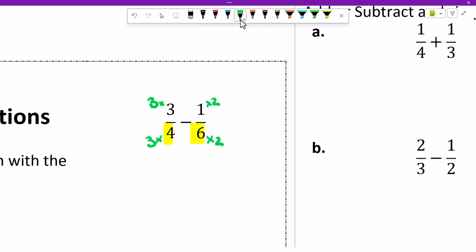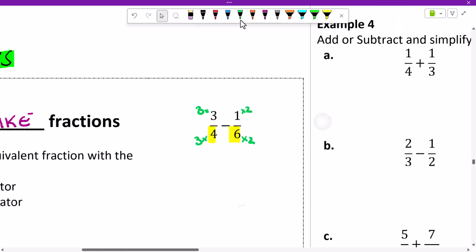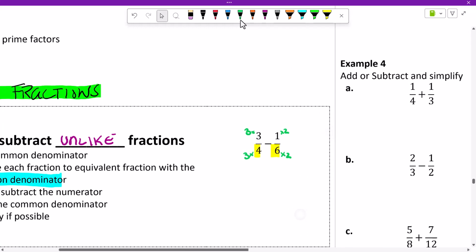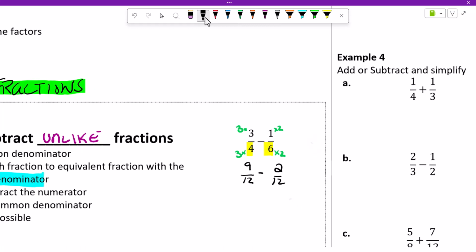So now I rewrite my new fraction. I figure out what my new denominator is supposed to be, and I go, okay, it's going to be 12 here, so 4 times 3 is 12, and on the top, 3 times 3 is 9. And over here, I got 6 times 2 is 12, and 1 times 2 is 2. Okay?